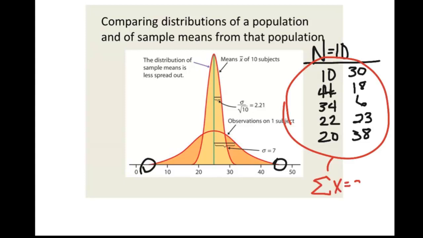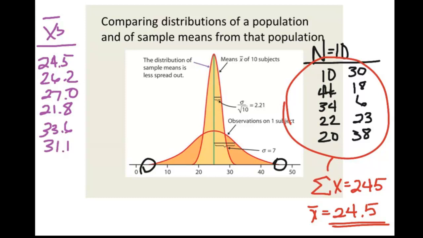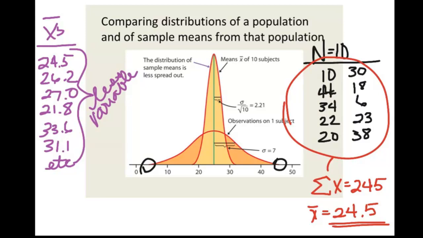Dividing the total by 10, because there were 10 observations, results in a sample mean of 24.5. If this process were repeated over and over with new samples of n equals 10, you might get such values for the means as 26.2, 27.0, 21.8, 33.6, 31.1, etc. The important thing to note is that each of these sample means has kind of averaged out the really low or really high values in the sample.